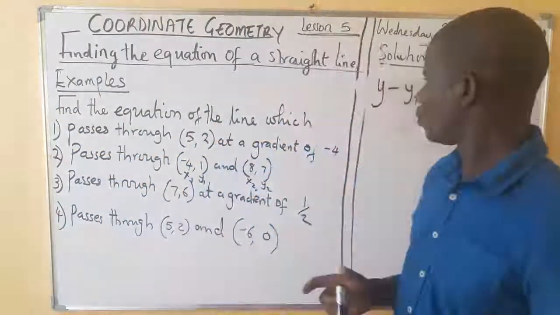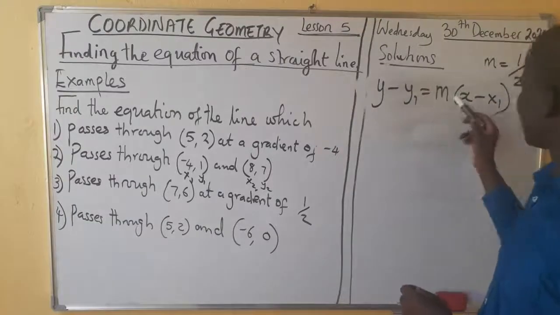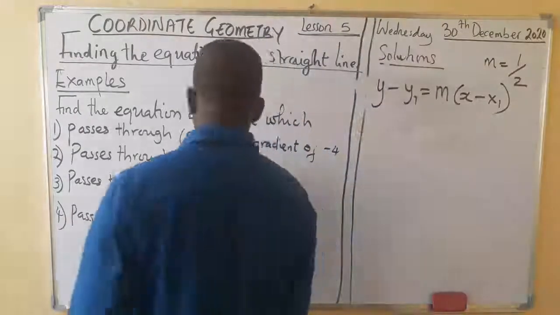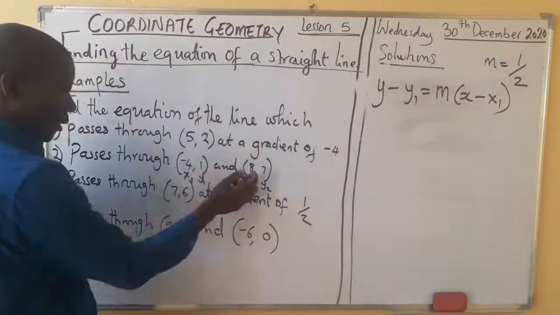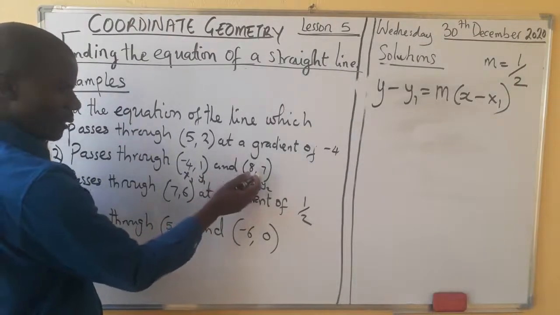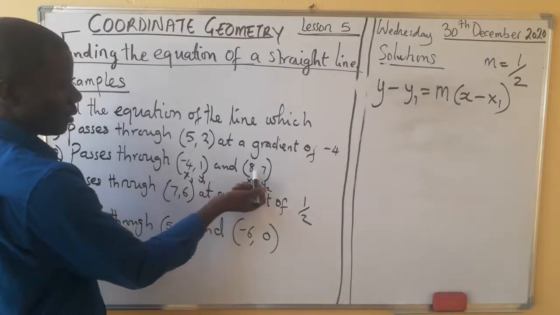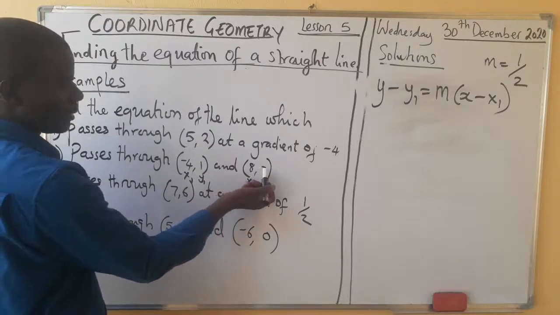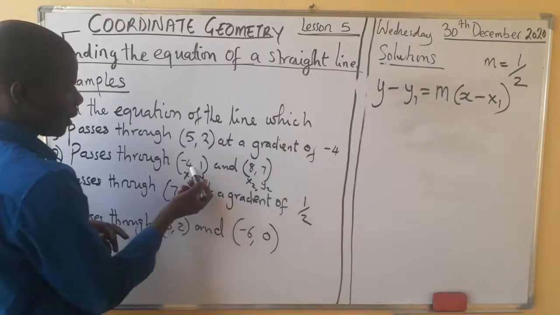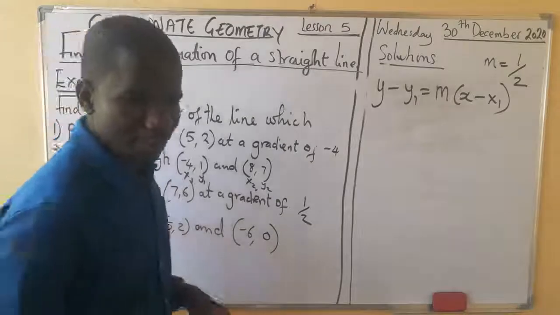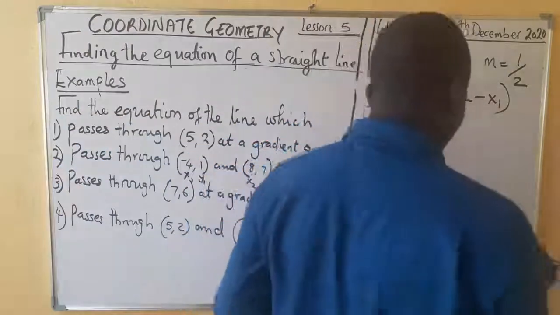So what are we supposed to do? The gradient, we have found it. Then which point are we going to pick? We can pick either of these 2 points. You can pick this one or this one. If you are picking this one, this is going to be your x, this is going to be your y. If you are choosing this one, this is what is going to be your x and y. You'll be able to get the same equation.